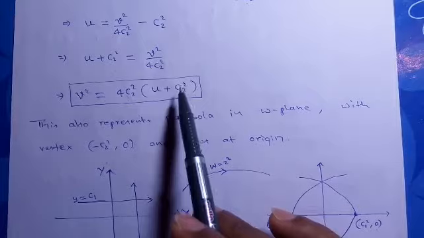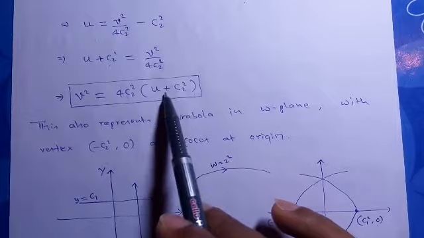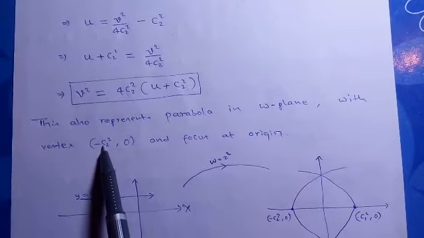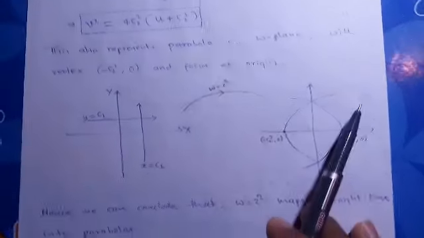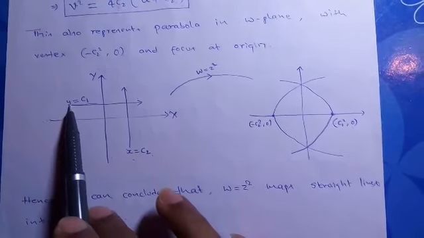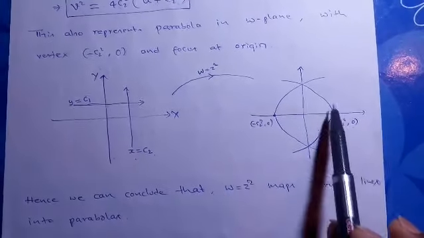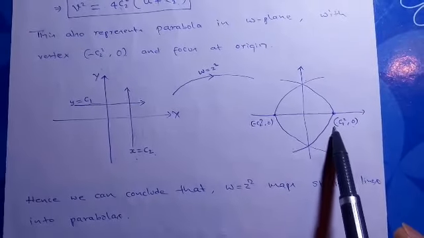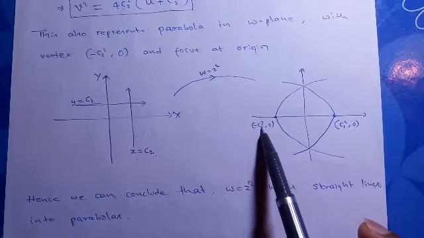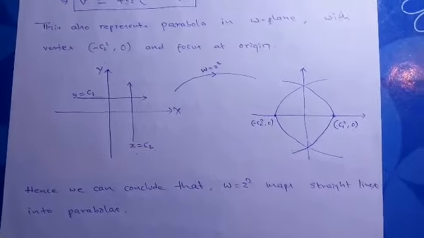So it is a parabola, but here the form is u minus a, and here plus c2 square can be written as minus of minus c2 square. So the vertex becomes minus c2 square comma 0. Look at the diagram. A straight line parallel to the y-axis x equal to c1, and a straight line parallel to the x-axis y equal to c2. Their images are a parabola with vertex c1 square comma 0 and a parabola with vertex minus c2 square comma 0. So their angle is also 90 degrees. Therefore, this transformation is conformal.